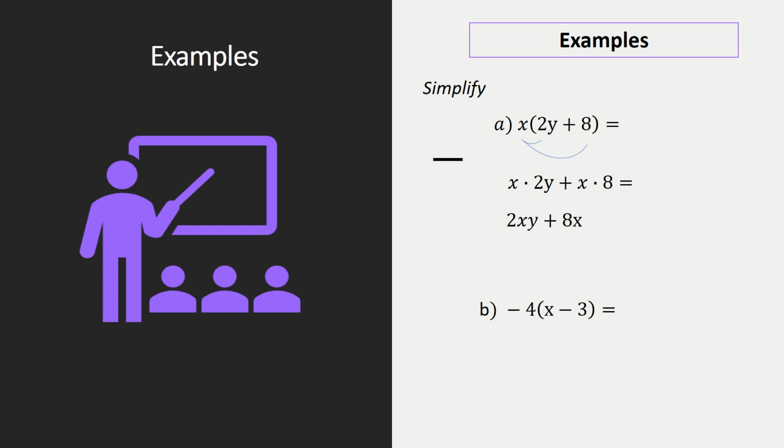Alright, the second example: minus 4 times (x minus 3). Again, use a bow, so you will get minus 4 times x and minus 4 times minus 3. So you will get minus 4x plus 12, because minus 4 times minus 3 equals plus 12. I cannot simplify this any further because the x and 12 are non-like terms. So this is my final answer.